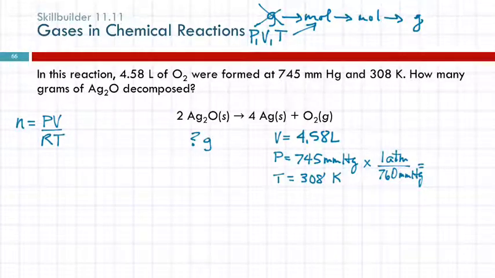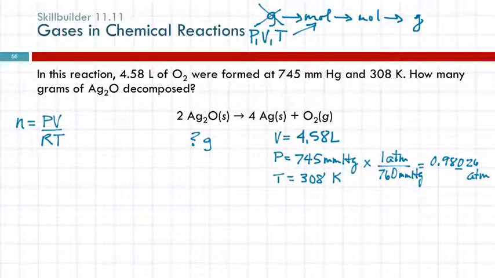745 divided by 760. That should have 3 significant figures, 0.980 26 atmospheres. That's not an ending answer. That's something I'm going to do more calculations on. Make a note of the sig figs and carry 2 extra digits.